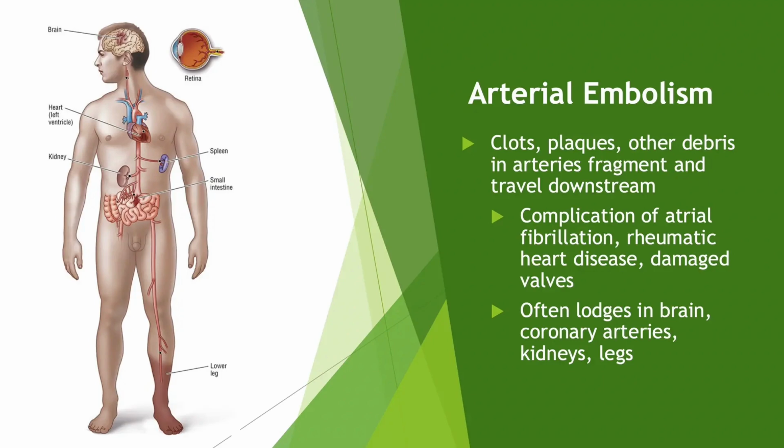Arterial embolism occurs when clots, plaques, or other debris in arteries fragment and travel downstream through the arterial system. This is a complication of conditions like atrial fibrillation, rheumatic heart disease, and damaged heart valves. Arterial emboli often lodge in critical areas such as the brain, coronary arteries, kidneys, and legs, where they can cause serious damage.